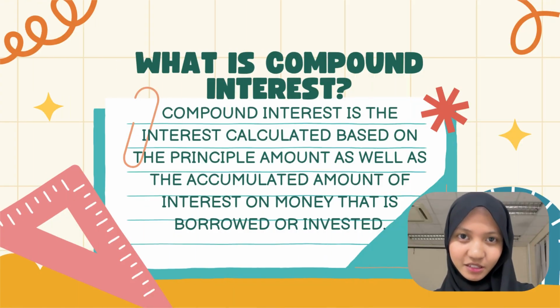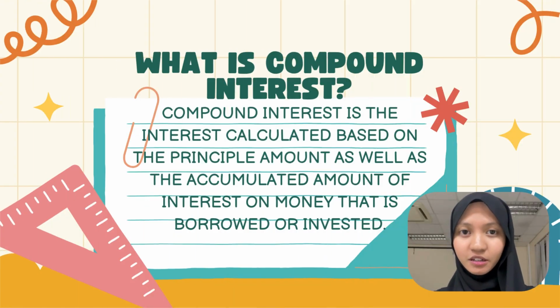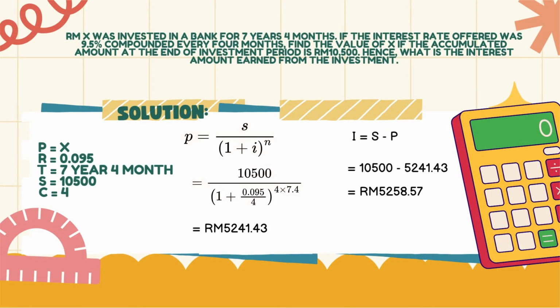What is compound interest? Compound interest is the interest calculated based on principal amount as well as the accumulated amount of interest on money that is borrowed or invested. Right now, I'm going to explain the first question of Chapter 3, which is compound interest. So let's get started.